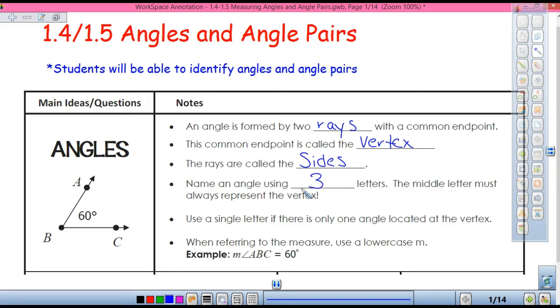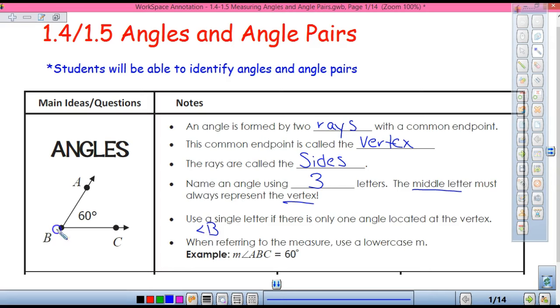Okay, your middle letter is going to be your vertex. So in this case we can name it A, B, C, or C, D, A. You can use one letter if there's only one angle represented. Kevin? No. Well, yes, you could make a straight angle that way. But in that case, they might think that you're just talking about the line and not necessarily the angle. Okay, so this could also be called angle B.